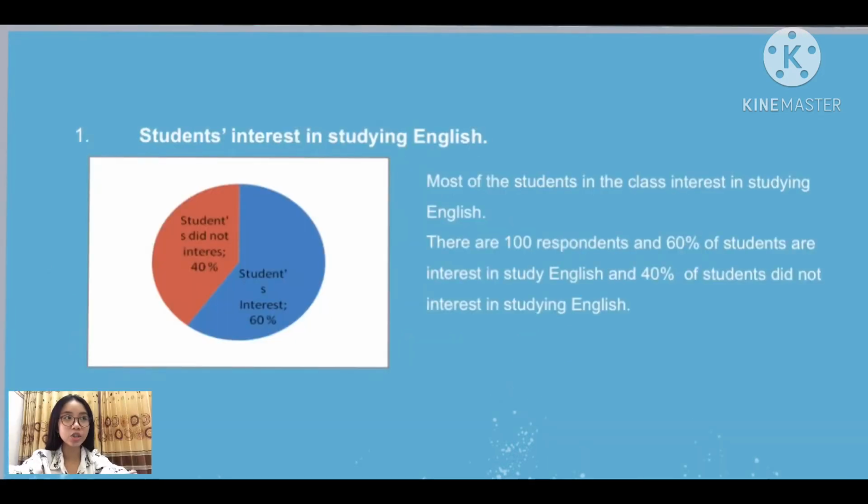The first is the students' interest in studying English. As you can see on the slide, from the data we know that not all of the students have interest in studying English, but most of the students in the class are interested in studying English. There are 100 respondents and 60% of students chose that they are interested in studying English, and 40% of students chose that they are not interested in studying English.